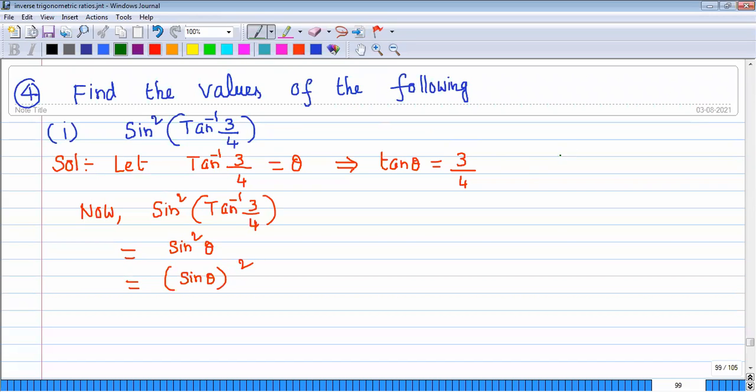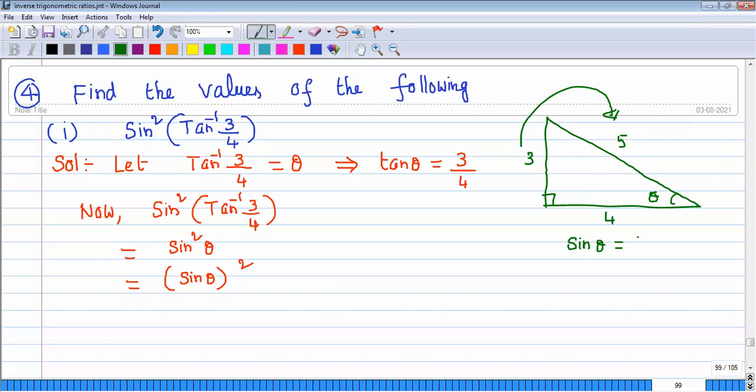Now take the help of a right angle triangle. This is theta. This will be 3, this will be 4, and 5, a 3, 4, 5 Pythagorean triplet. So what is the value of sine theta from this triangle? 3 upon 5. So 3 upon 5 whole square. Now tell me the answer. 9 upon 25, sir. Yes, 9 upon 25.